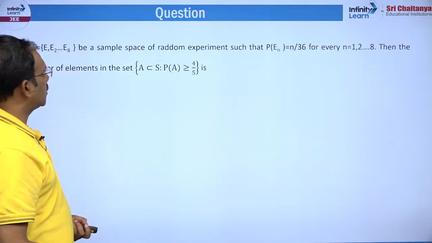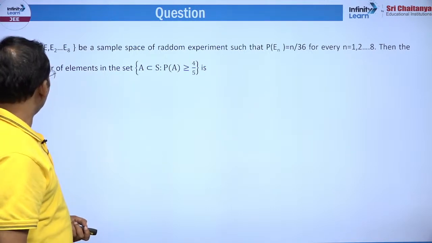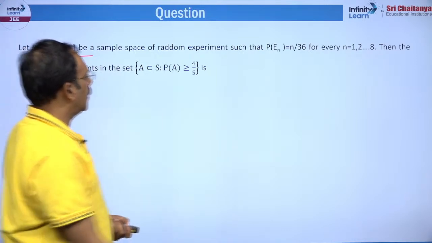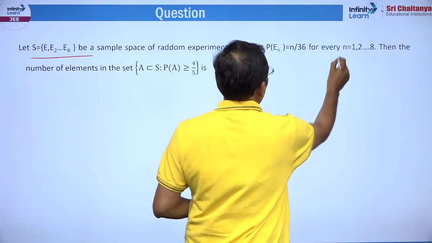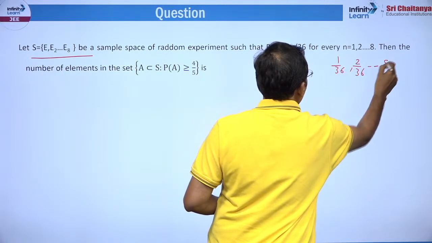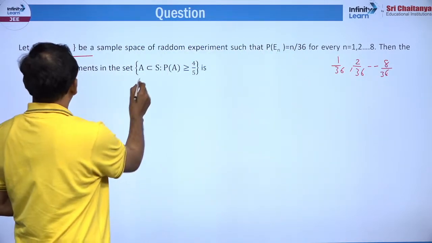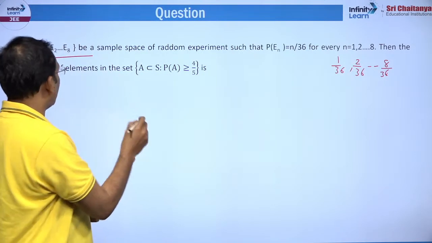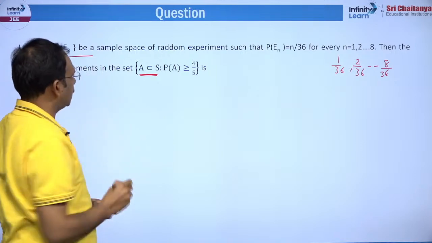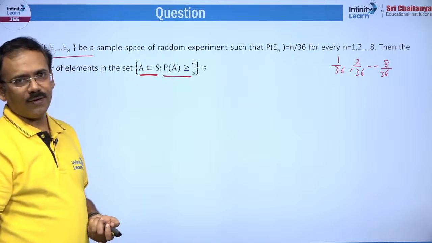The next, you see this question, probably the last question from probability. S is a sample space having 8 elementary events. P of E1 is given as 1 by 36, P of E2 is 2 by 36, like that P of E8 is 8 by 36. He wants the number of elements in the set, A subset of S, that means subsets of the sample space, such that P of A is greater than or equal to 4 by 5.